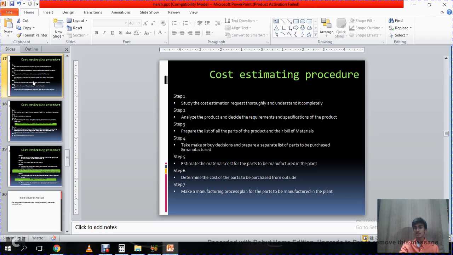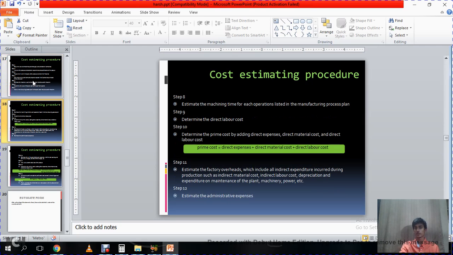Step 5, estimate the material cost for the parts to be manufactured in the plant. Step 6, determine the cost of the parts to be purchased from outside. Step 7, make a manufacturing process plan for the parts to be manufactured in the plant. Step 8, estimate the machining time for each operation listed in the manufacturing process plan. Step 9, determine the direct labor cost.